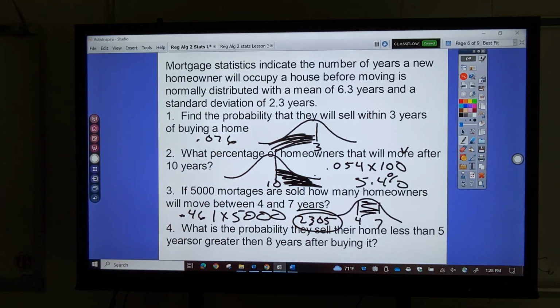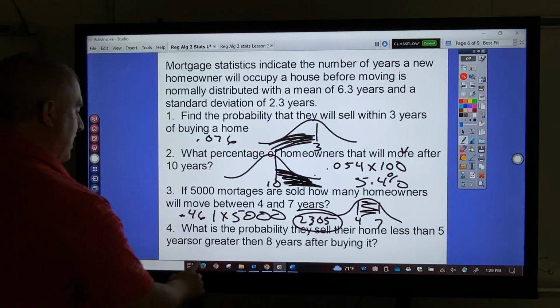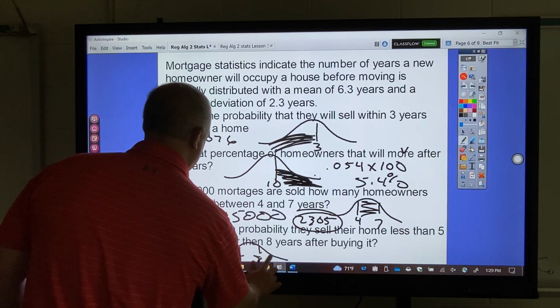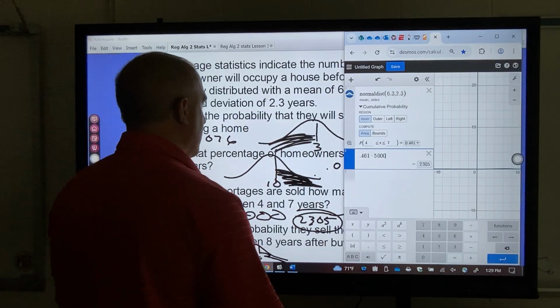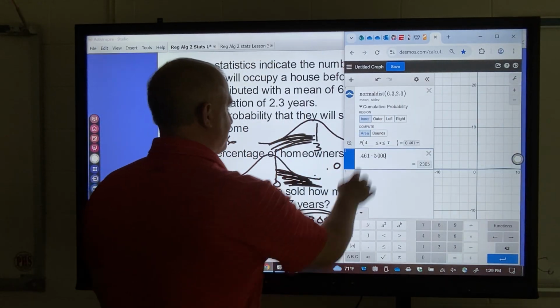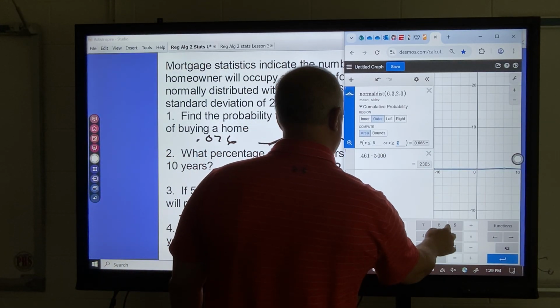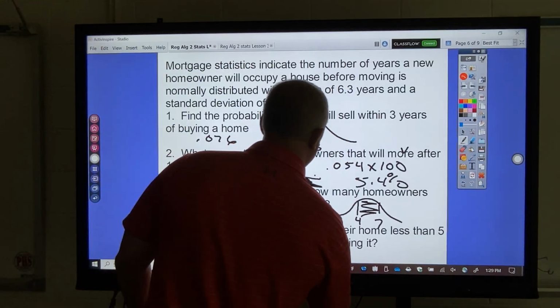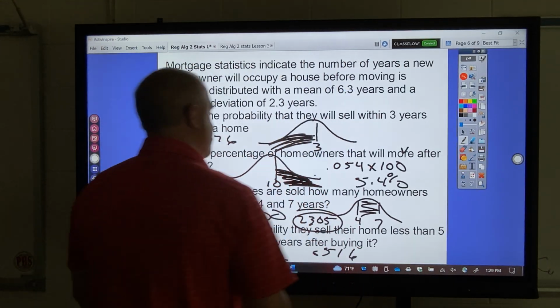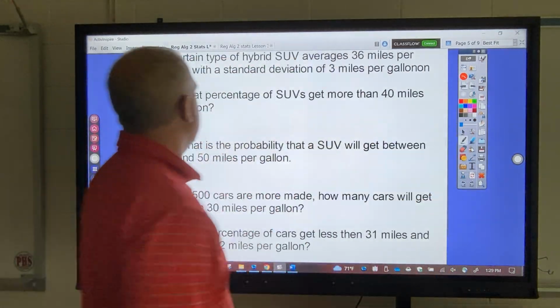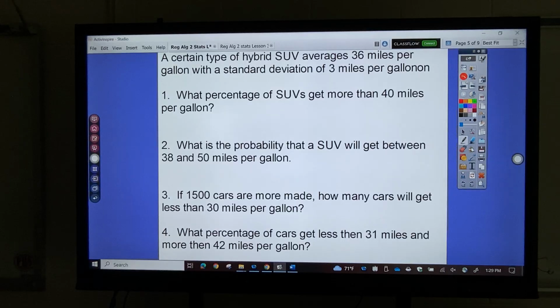It says what is the probability they sell their home less than 5 years or greater than 8 years after buying? Okay, so 5, 8. So this is the split one. So I want to go outer. So less than 5, greater than 8, 0.516. Okay, anybody have any questions on that? Probably not. Okay, so I want you guys to try this one with the SUVs, okay?